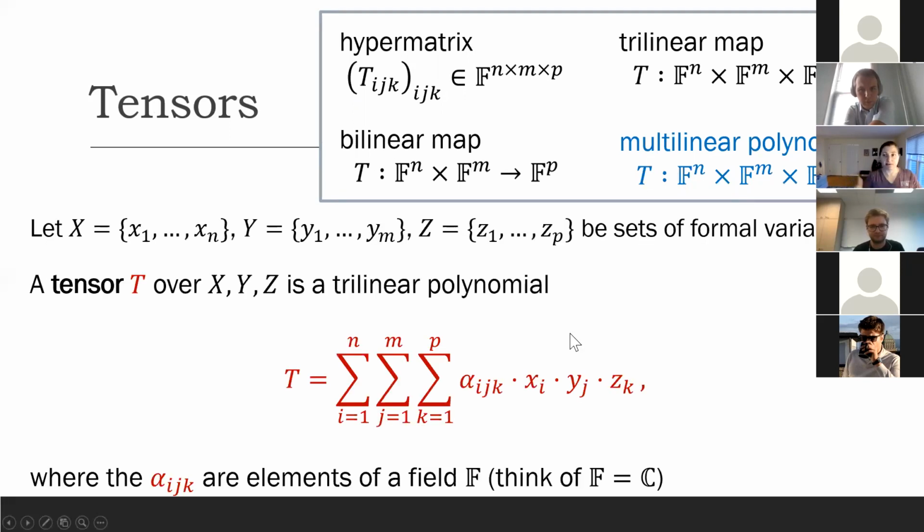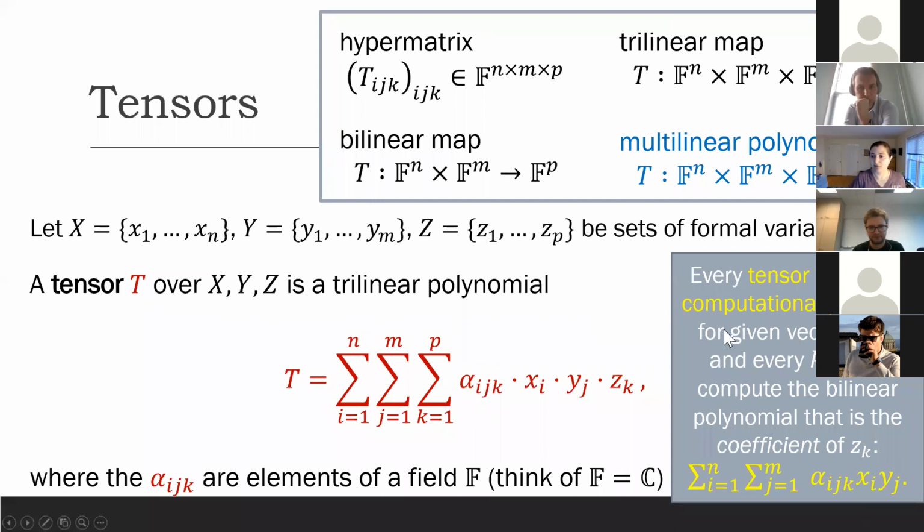Okay, so here's what I think of as a tensor. You have 3 sets of variables: the x variables, n of them, the y variables, m of them, and the z variables, p of them. They're formal variables. A tensor over these variable sets is just a trilinear polynomial, defined by the coefficients alpha i,j,k in front of the term x_i times y_j times z_k. These coefficients are just elements from the field. All right, so this is our tensor, just a trilinear polynomial over these variables.